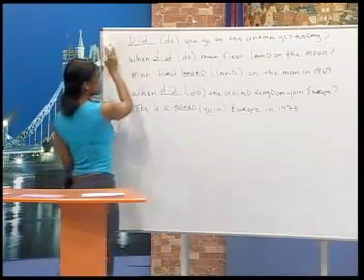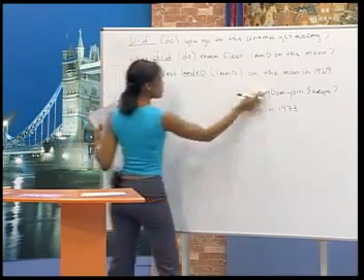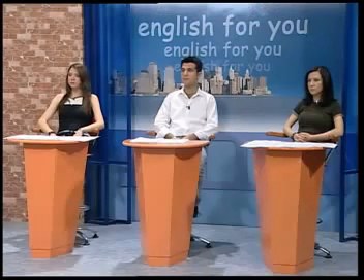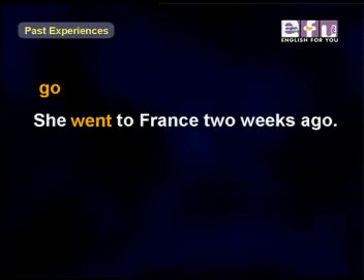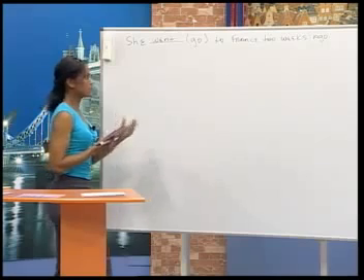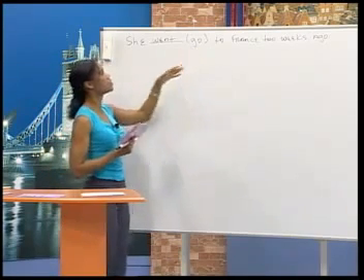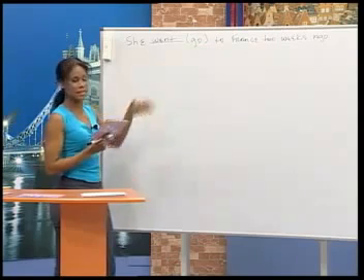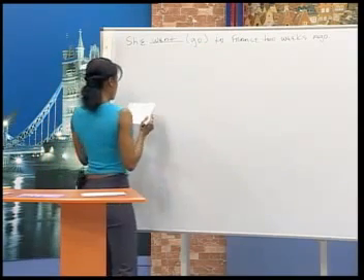All right. You're all doing so well. We have to do some more. Okay, she to France 2 weeks ago. Sylvia. She went to France 2 weeks ago. Okay, she went to France 2 weeks ago. Remember, go is an irregular verb, so it changes completely in the past tense. Okay, now Linda.